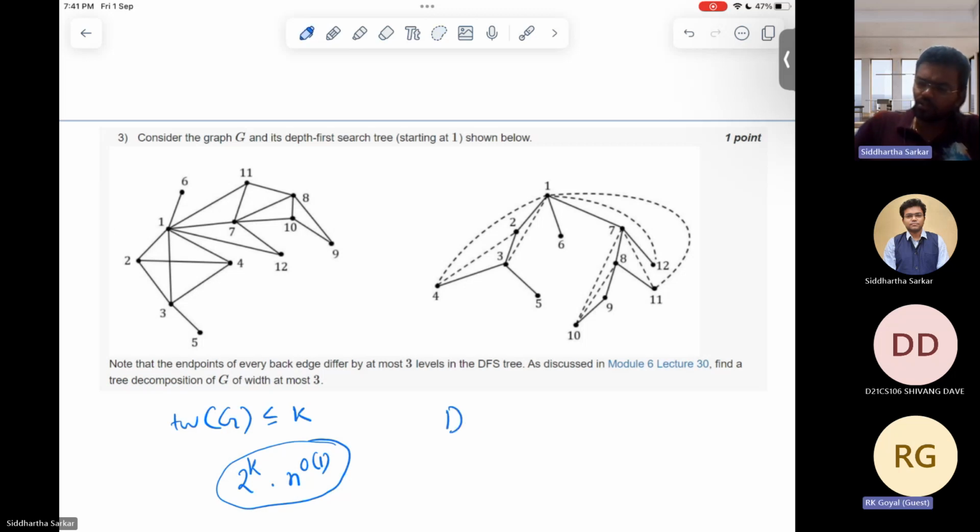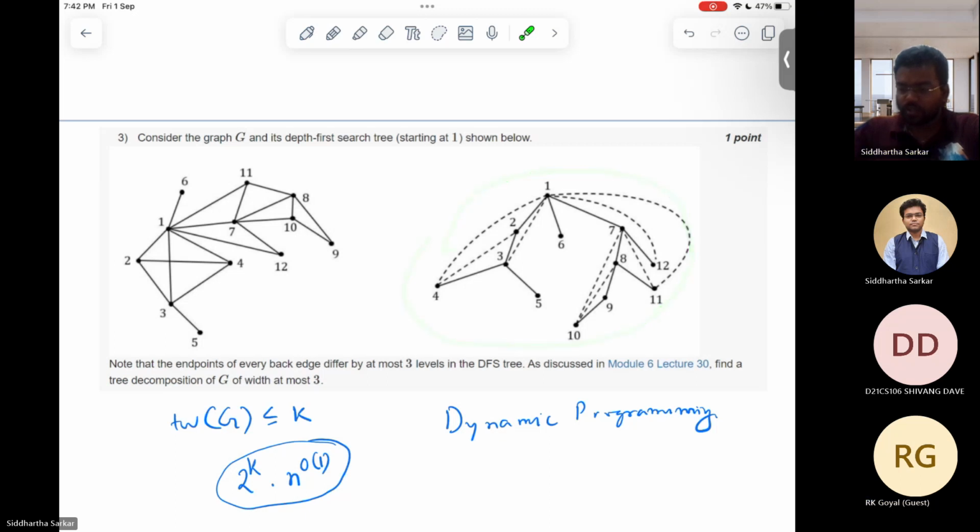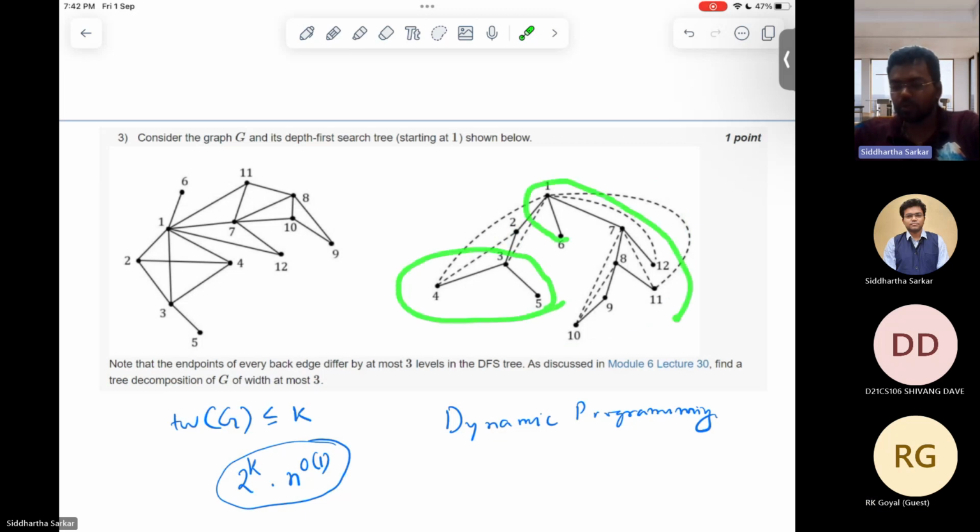So the primary motivation is to design dynamic programming algorithms. And whenever you have a tree, the beauty of the tree is this: consider any tree, look at this tree we are currently looking at. If you delete one vertex, then the tree is disconnected into two components. Suppose I delete two, then there is one component which is this, and there is another component which is this.